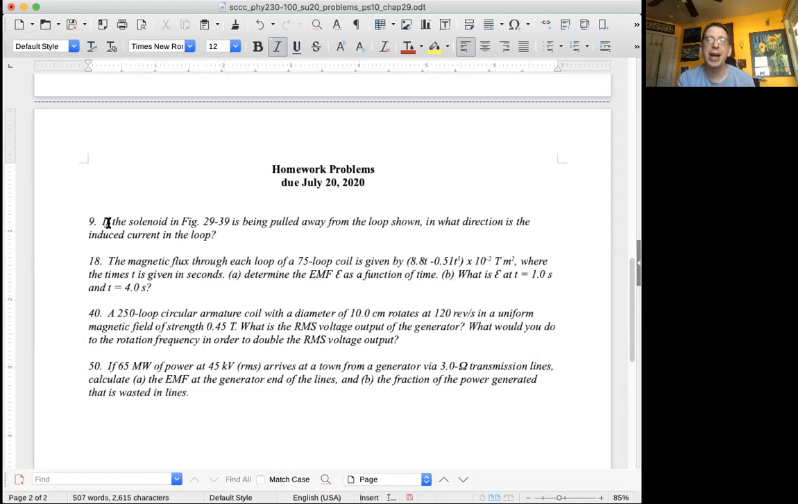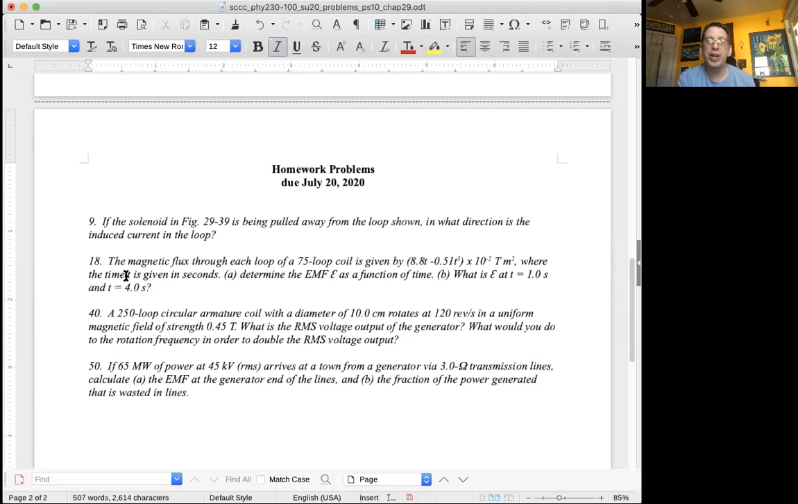Number 18, the magnetic flux through each loop of a 75 loop coil is given as a function of time, where the time t is given in seconds. Determine the EMF as a function of time. So again, apply Faraday's law of induction, and then figure out a specific value at t equal to 1.0 seconds and t equal to 4.0 seconds.